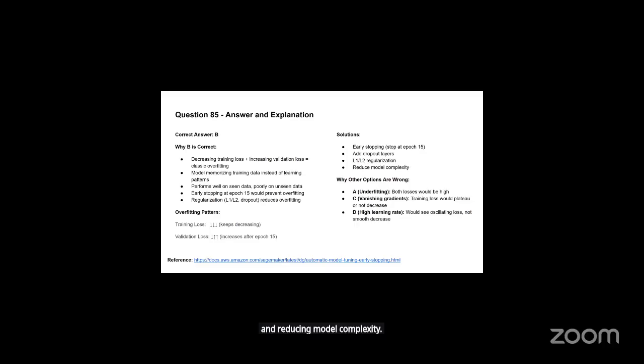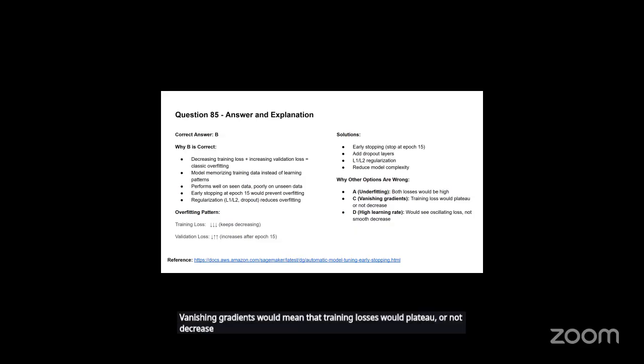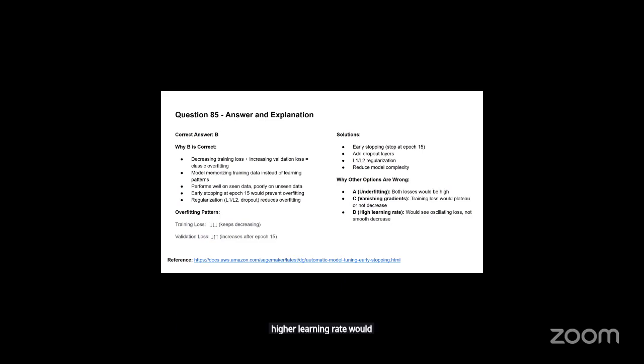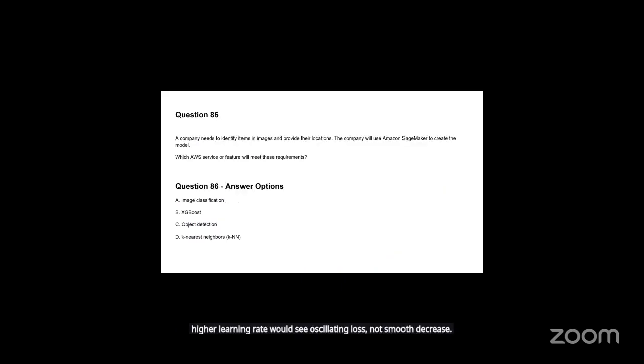Why are the other options wrong? Underfitting would mean both losses would be high. Vanishing gradients would mean that training loss would plateau or not decrease. A higher learning rate would show oscillating loss, not a smooth decrease. Next question.